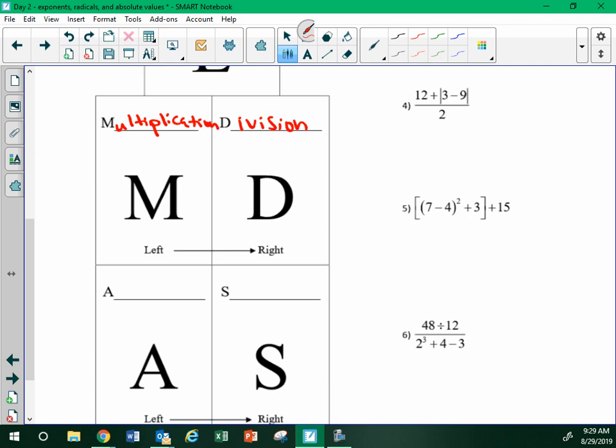After you've done multiplication, division, then you finally do any addition and subtraction. And again, they are on the same level. So that's what we do last. We just go left to right. Whatever you see first, from left to right, that's what you do first. Okay. So let's go ahead and take a look at our examples.